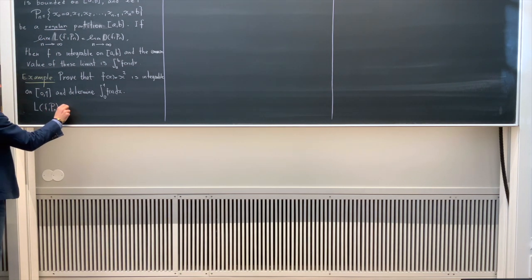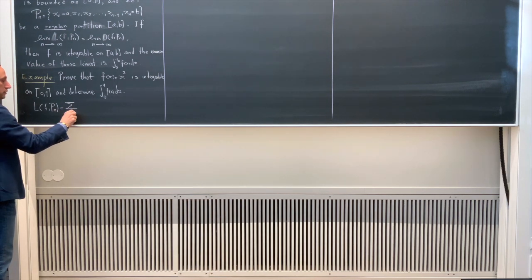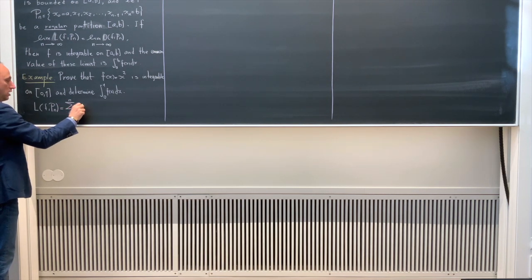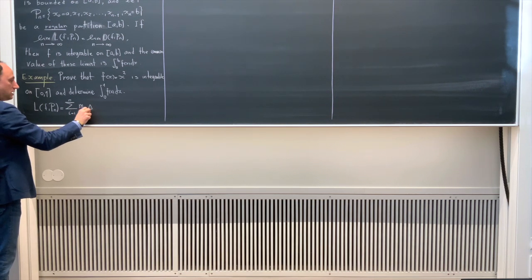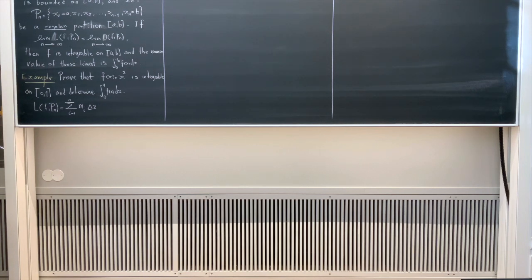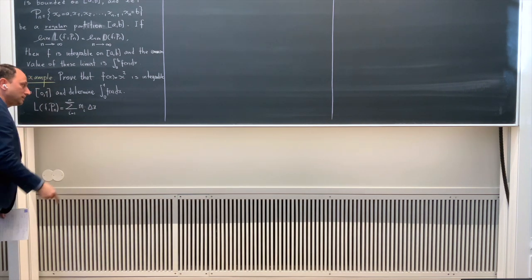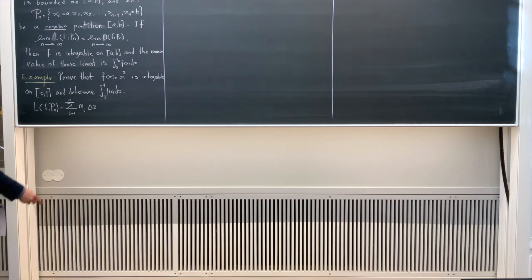So how should I write this? Do you remember the definition? The definition tells you that this is the sum over i from 1 to n of m_i delta x. Do I need to write delta x_i? No, not anymore, because that's a regular partition and the lengths of all intervals are the same, so I don't need to equip them with an index i.